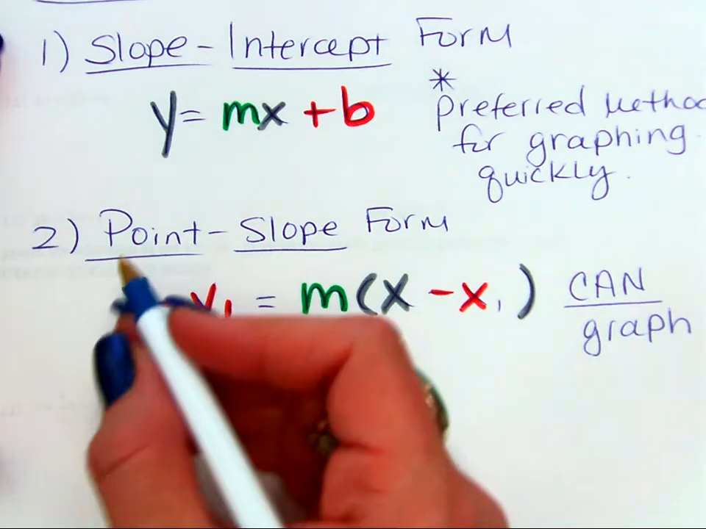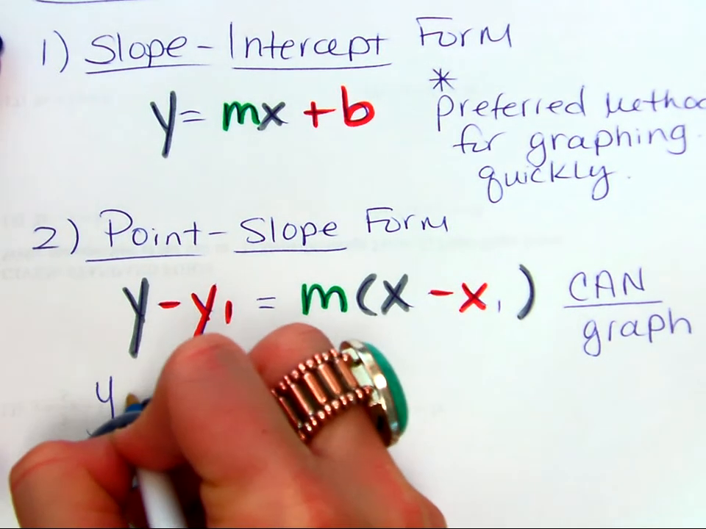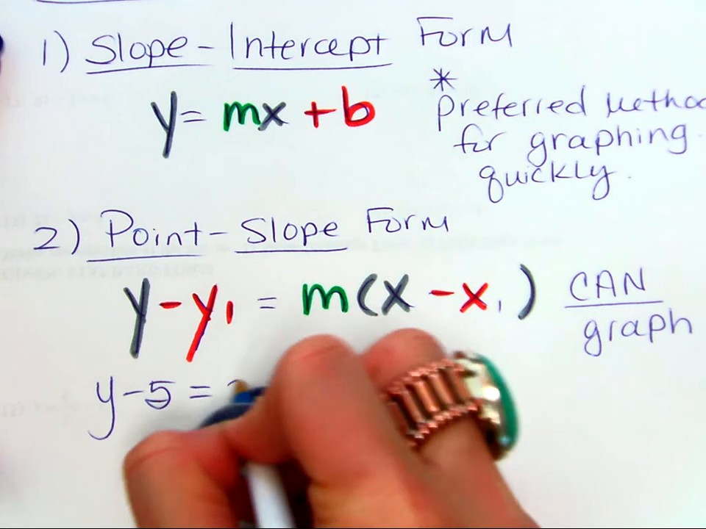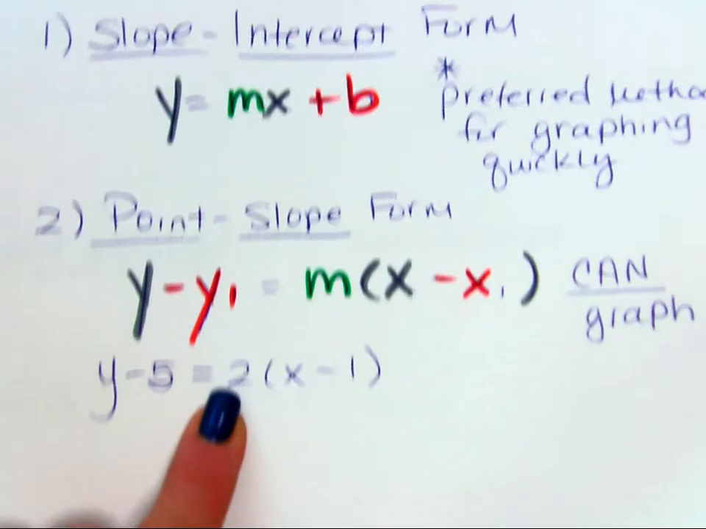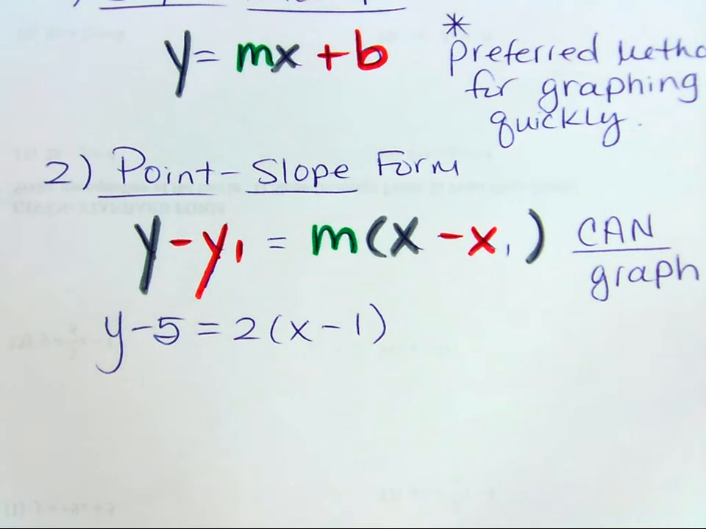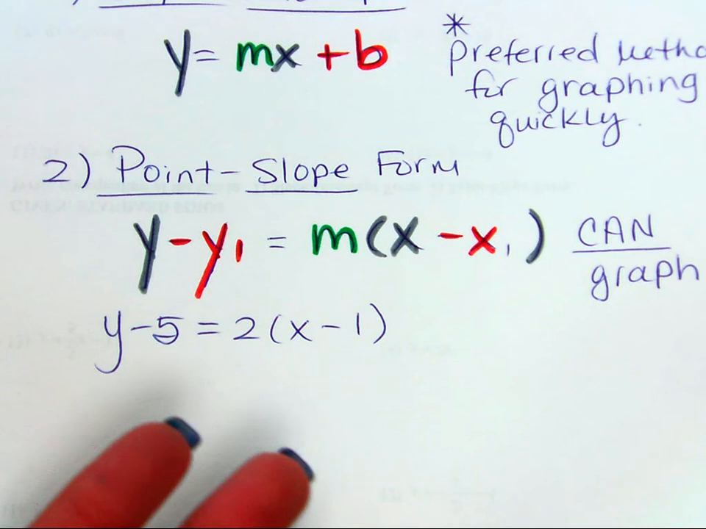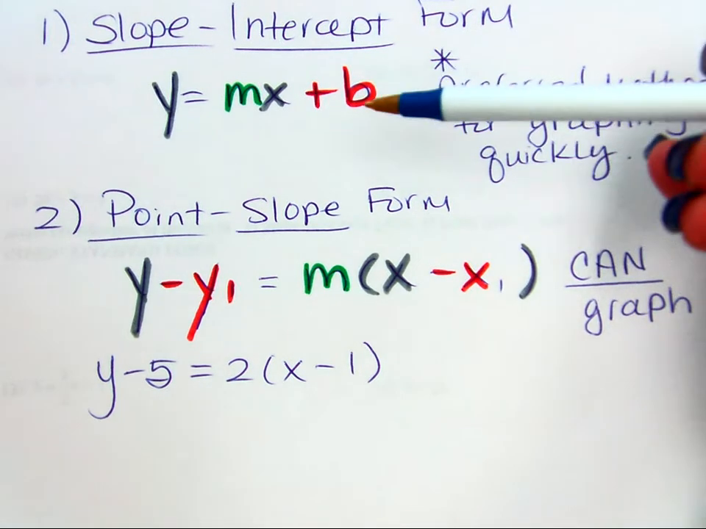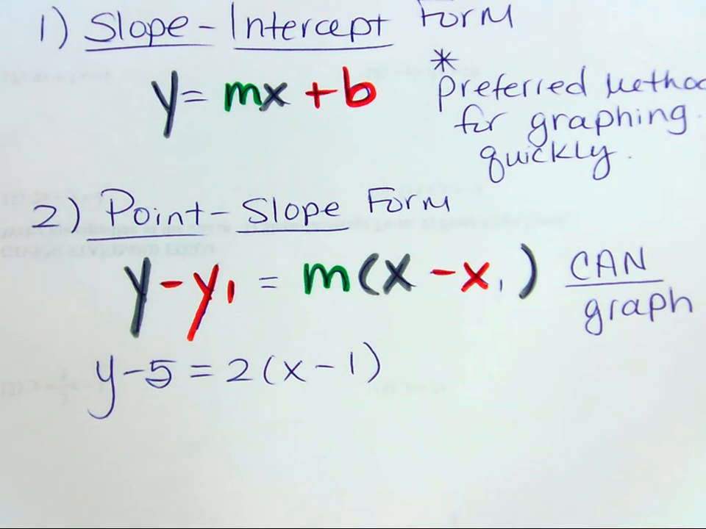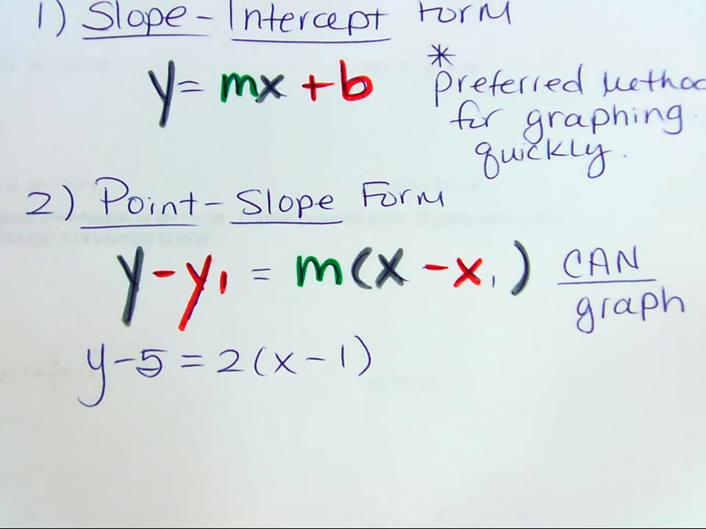I know, for example, if I have y minus 5 equals 2 times x minus 1, I know the slope is 2. I know I'm going to go up 2 over 1, but where am I going to go up 2 over 1 from? I don't know the y-intercept, right? So I know that I'm going to go up 2 over 1 from the point. So this is what I mean. It's a teensy bit more work, because I can't just look. I have to pull that point out, right?